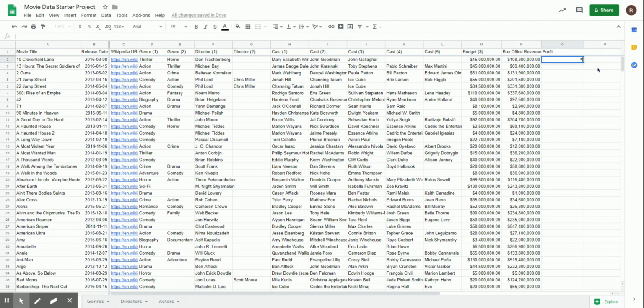So we'd use the equals symbol. All of your formulas and functions start with the equals. You take how much money you made and subtract your budget, how much money was spent. If I bought a drink for, let's say, £1 and then sold it for £1.50, my profit in that sense was 50 pence. So this film, 10 Cloverfield Lane, has actually made a profit of $93 million.